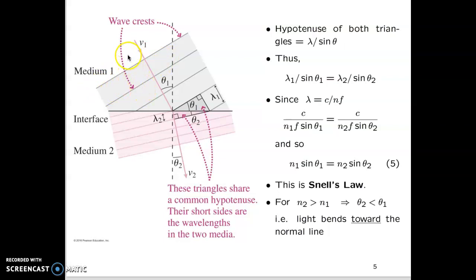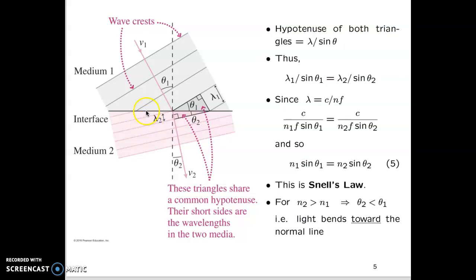Okay, so these lines which represent the crests are perpendicular to the direction of propagation of the wave. So all of these wave crests and troughs are moving in this direction until they strike the interface between the two media, and then something else happens.